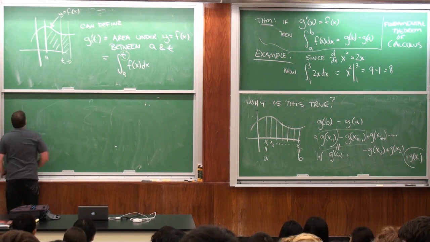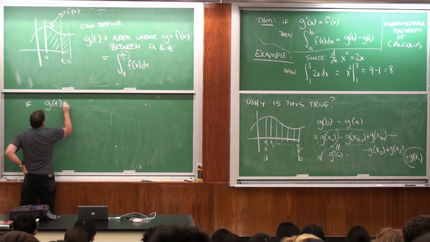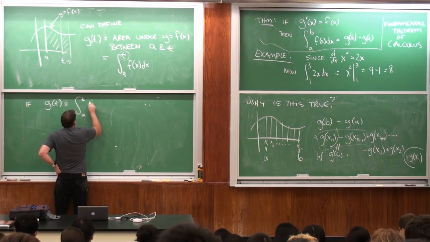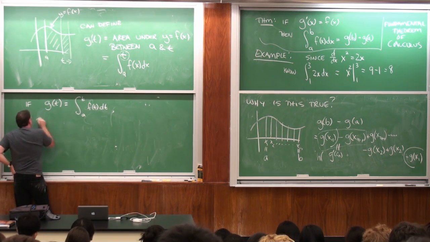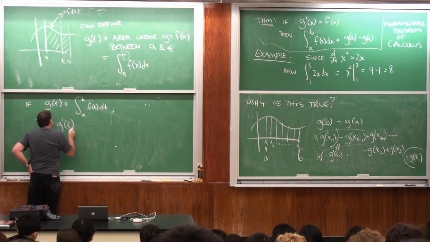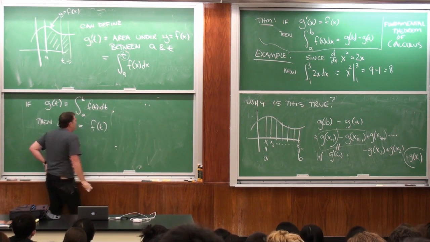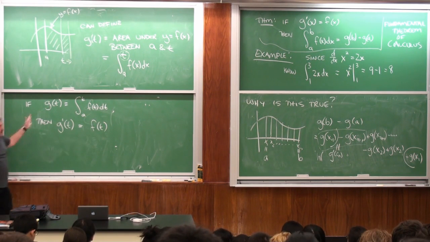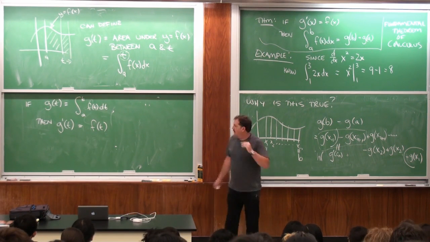So the second part of the fundamental theorem says that if g of t is the integral from anywhere to t of f of t dt, then the derivative is just the function that I started with. So these two together tell me that derivatives and integrals are inverses of one another.